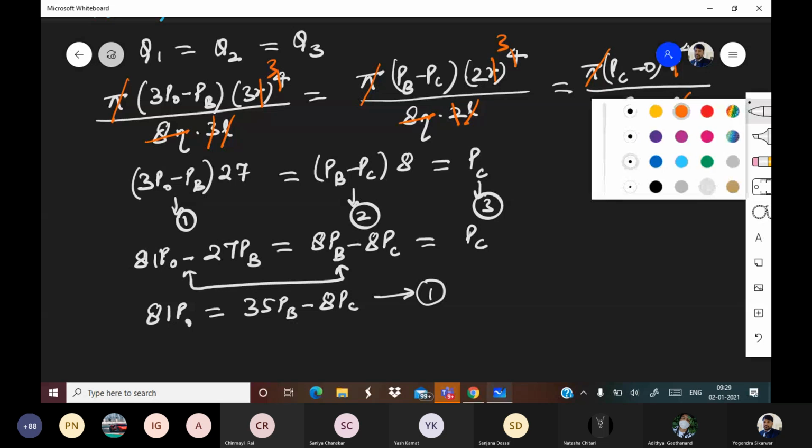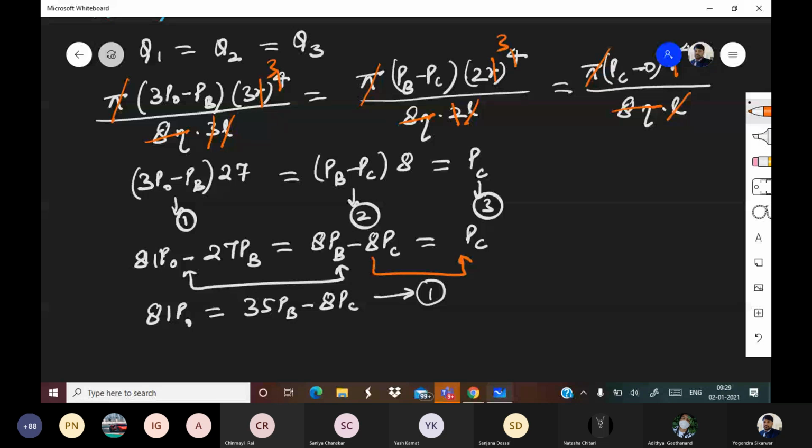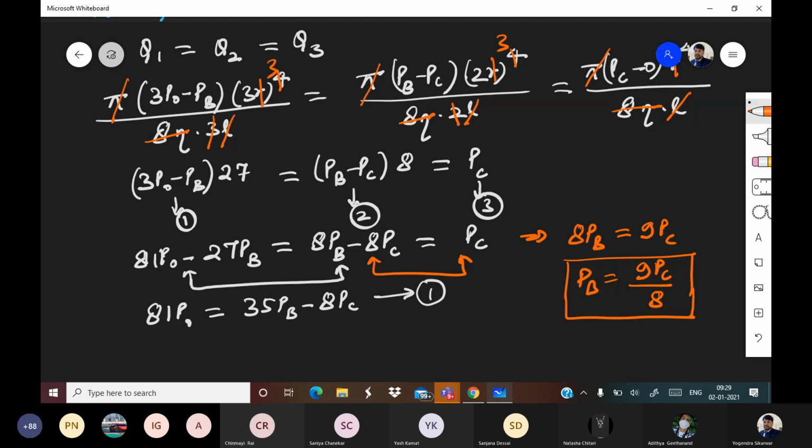And when you are comparing this with this, what you are getting is 8 PB is equal to 9 PC. So basically you have got a relation between PB and PC. You can replace anyone. If I want to replace, I can write PB is equal to 9 PC by 8. This is the connection between PB and PC.